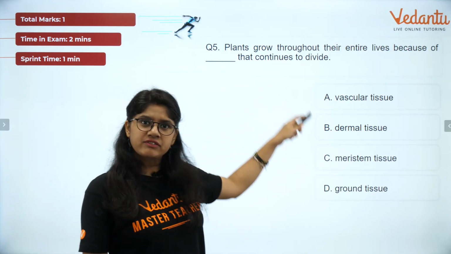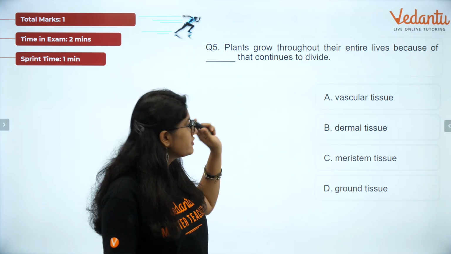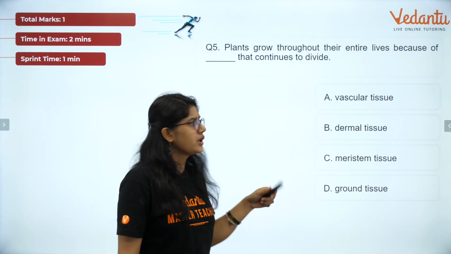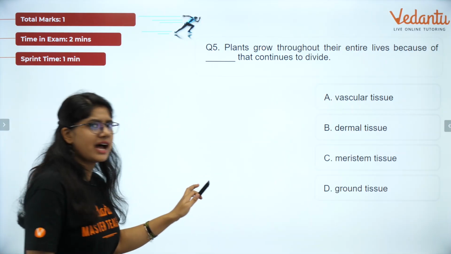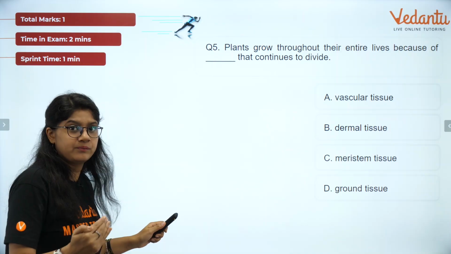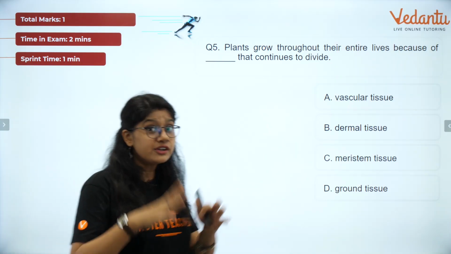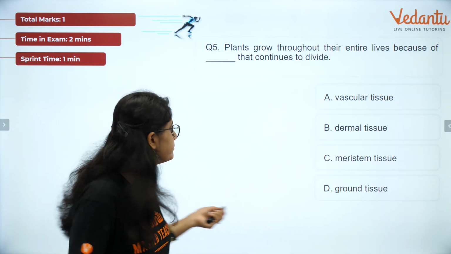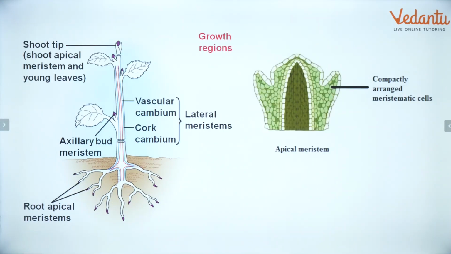What are the options they have given to us, everyone? They talked about the vascular tissue, dermal tissue, meristematic tissue, and the ground tissue. So we know that there's one specific tissue which keeps on dividing and which helps in the continuous growth of the tree, and that tissue is none other than meristematic tissue, right? Let's see about it.